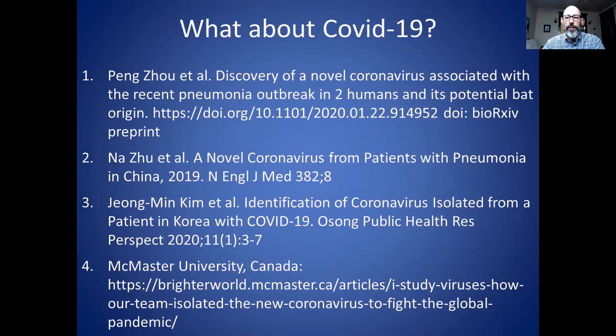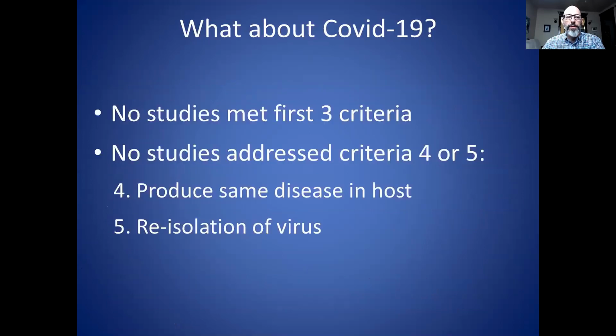And then the 4th one is a group from Canada that has reported to some news media that they have also isolated this COVID-19 virus, but they have not published yet. So there's much less information about their specific methods, but there was enough to know what's going on. Out of what I found, none of the studies met the first 3 criteria. No studies tried to address criterion 4 or 5, which is inoculating the isolated particle into a healthy host and causing the disease, or re-isolating it from that person. So this was just not done at all, not attempted.